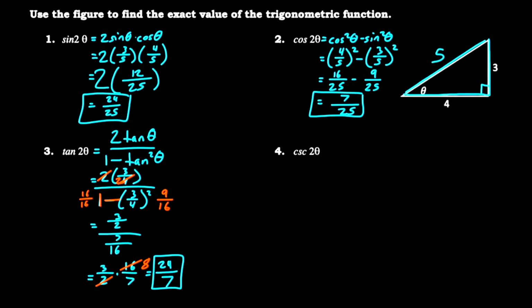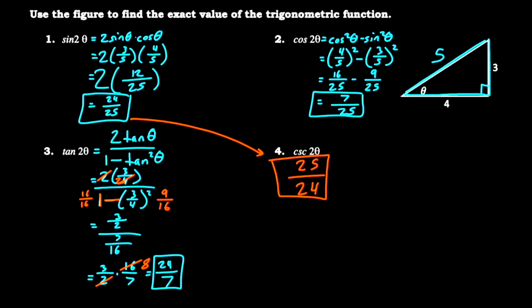Now the last one is cosecant of 2 theta, and we don't have an identity or a formula for that. But we do know the sine value, the sine of 2 theta, was 24 over 25. So if I just take the reciprocal, that would make this one 25 over 24. And I'll leave this one in a different color just because we didn't do it like the last problems, like we didn't use an identity, we just took the sine of 2 theta value and reciprocated it.